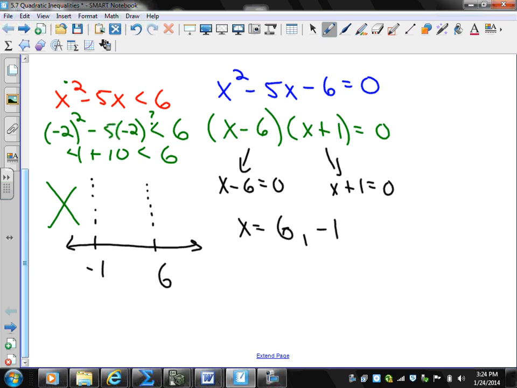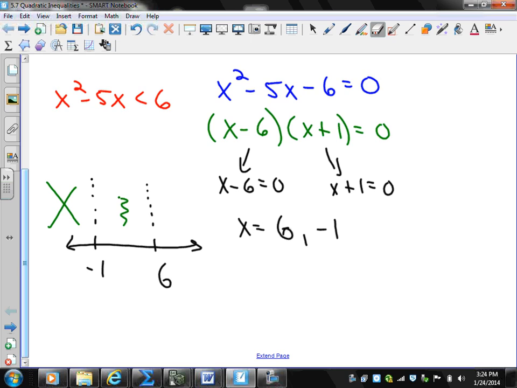So now we're going to move on to the next region. I'm going to erase all this stuff. You can just use a different part of your paper here, but I'm going to just use my space wisely here. And now we're going to pick a number that's in this region, between negative 1 and 6, like 0. So 0 squared is 0, minus 5 times 0 is 0. Is 0 minus 0 less than 6? Yes, it is. So this region is true. That region works. Every number in that region is going to work.